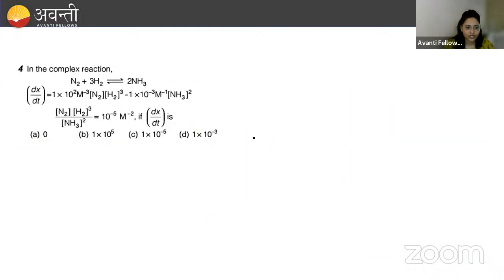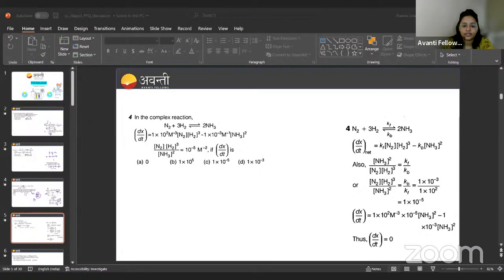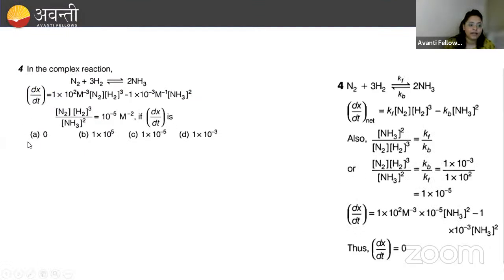In the complex reaction, so here a complex reaction is given, N2 plus 3H2 gives 2NH3. Okay, you know this reaction. Which type of reaction is this? Can you tell me? Haber's process, right? This is Haber's process.